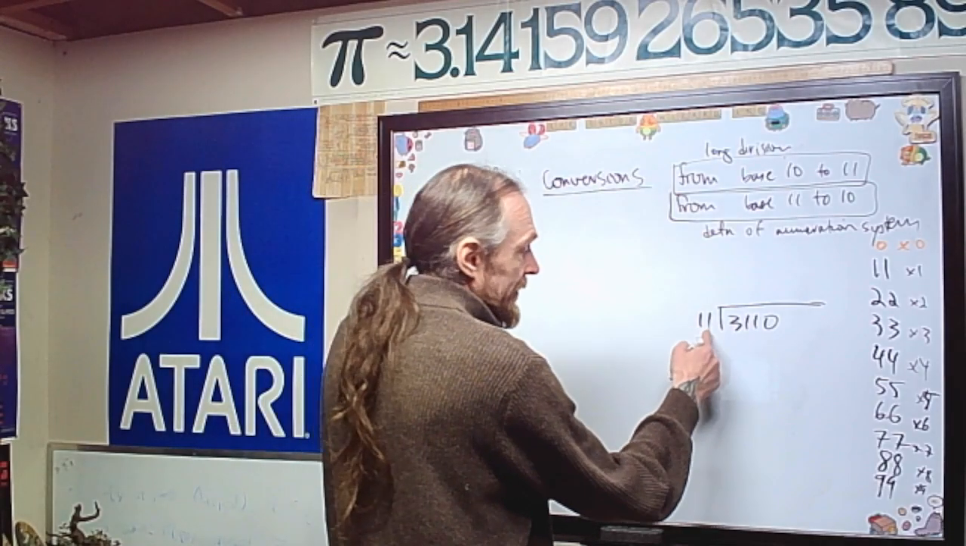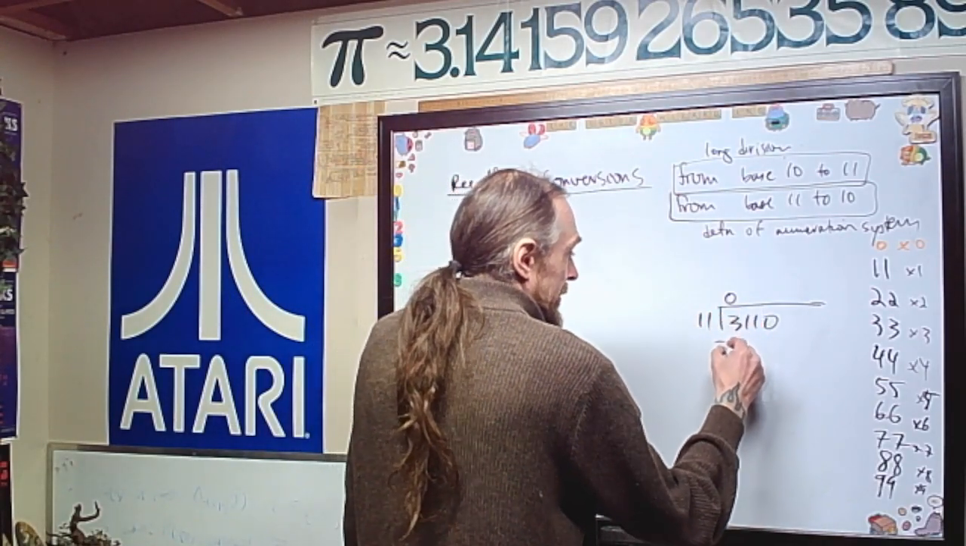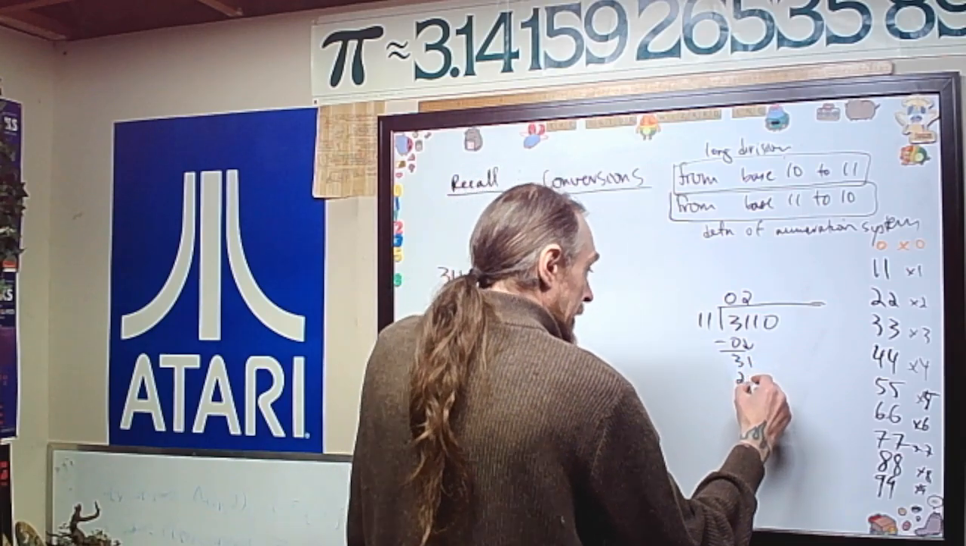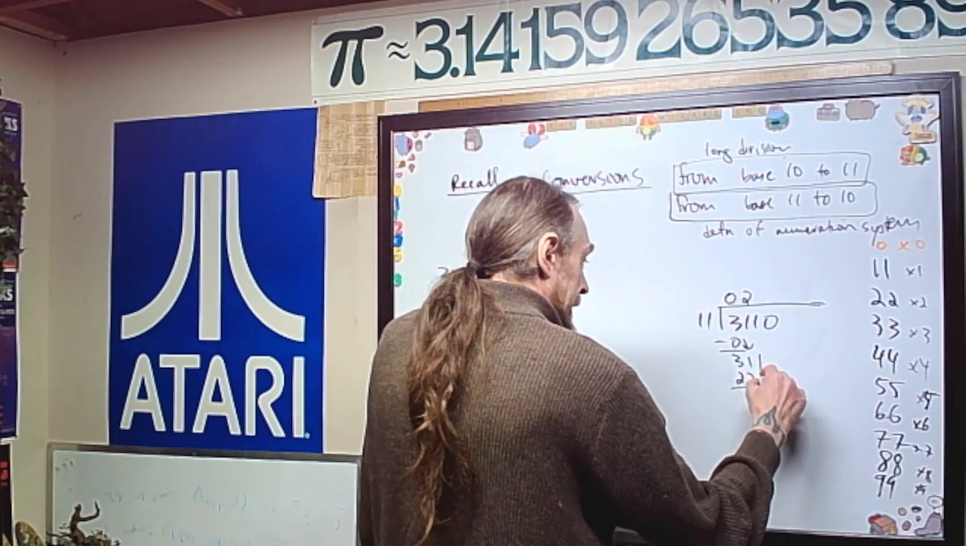Now let's go faster. This goes into the 0. I subtract. I get a 3. I bring 1 down. 31 gives me 2. I get 22. I'm going to get 9. I bring 1 down.